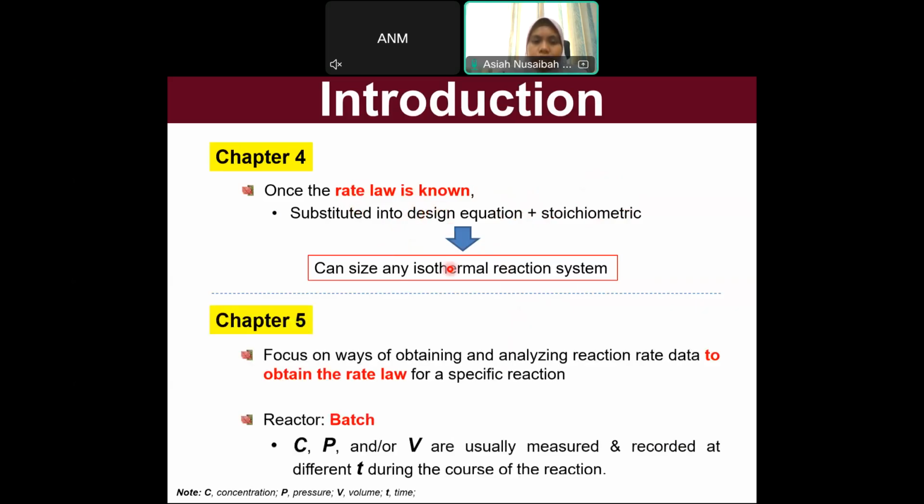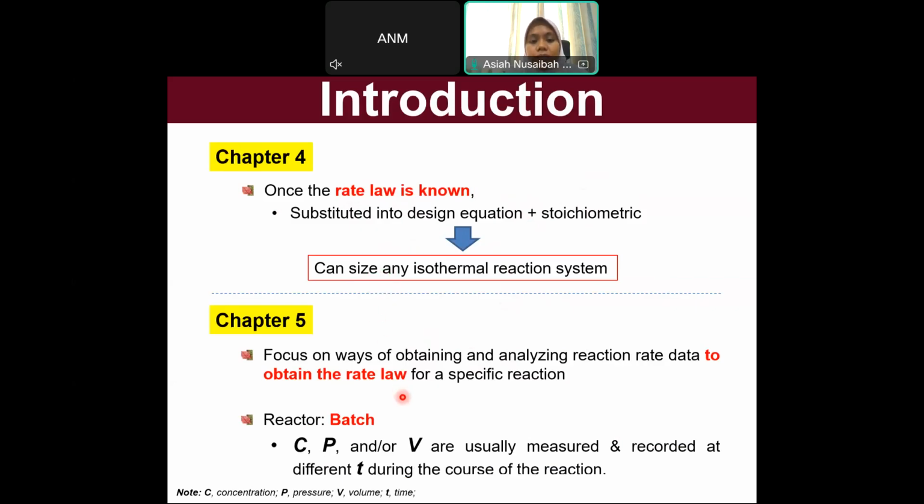For chapter 5, we focus on how to write the rate law, where we need to find K and also the order. For example, KCA to the power of alpha: what is alpha, and what is the value of K? From chapter 1 to chapter 4, K was always given. Or even if K was not given at the exact temperature of the experiment, the K value at another temperature for the same reaction was given. But in chapter 5, we have to find K and we have to find the order.